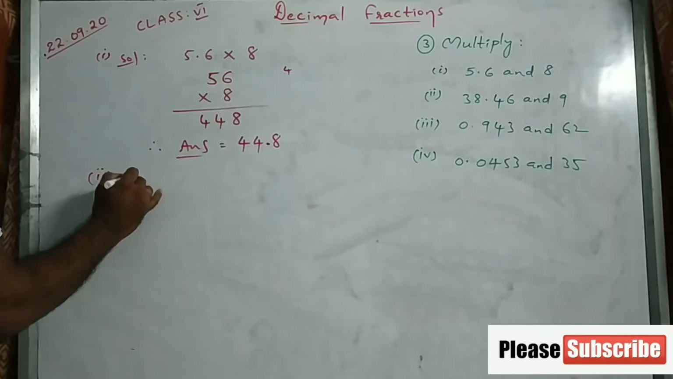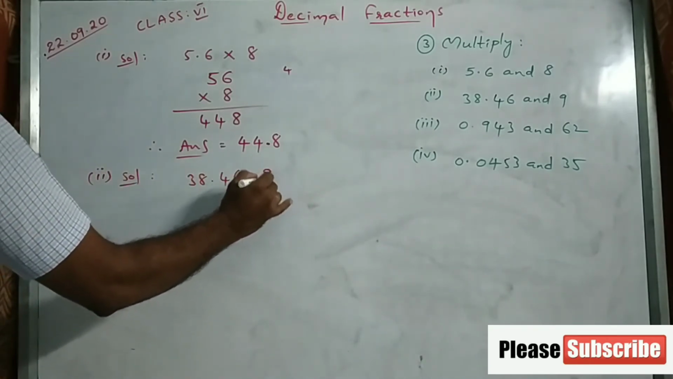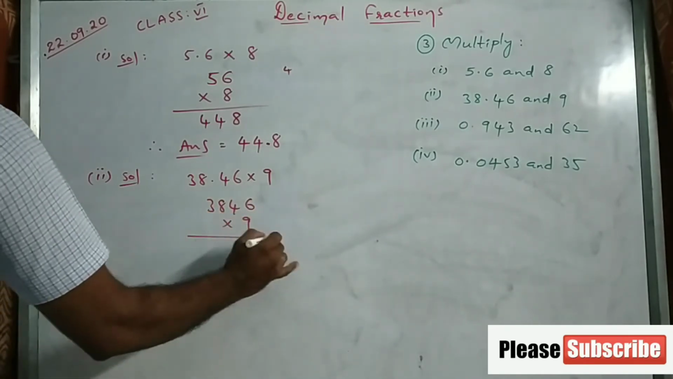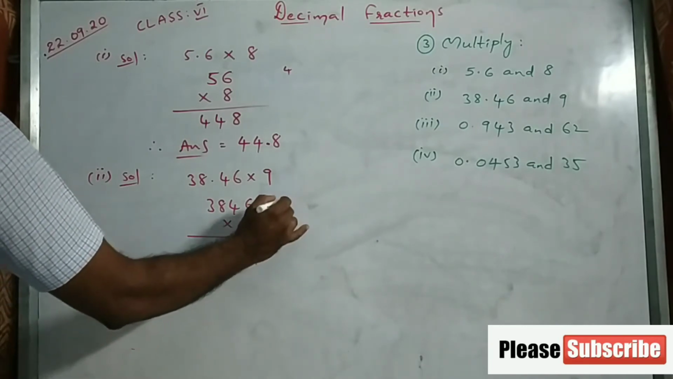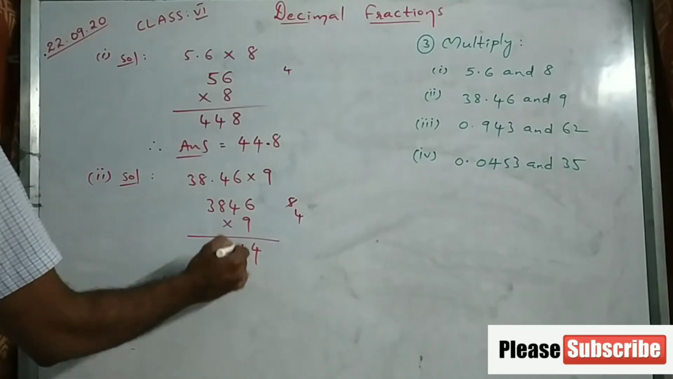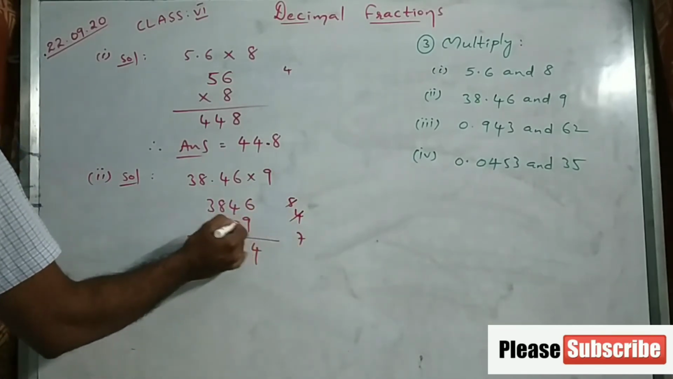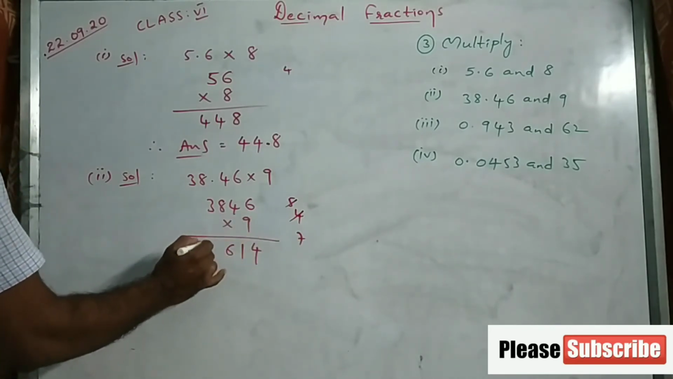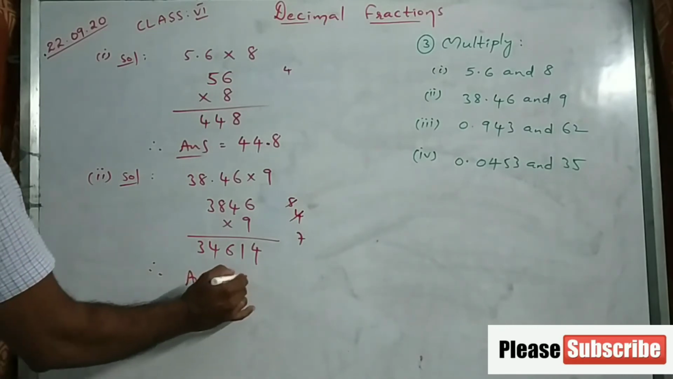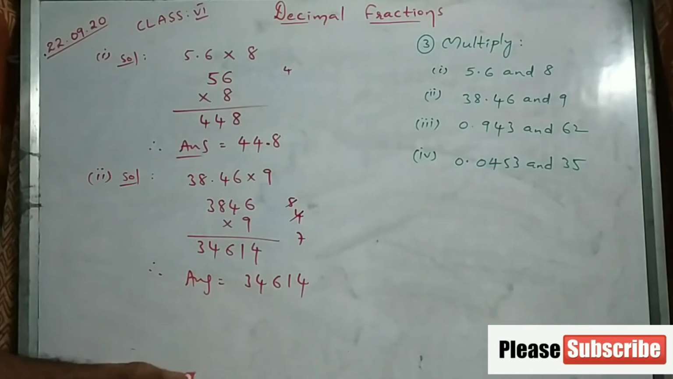Second one, 38.46 into 9. Now remove the decimal and do the normal multiplication. 9 6s are 54. 9 4s are 36 plus 5, 41. 9 8s are 72 plus 4, 76. 9 3s are 27 plus 7, 34. Got it? Therefore, final answer is 34,614. How many digits after you should keep decimal now?